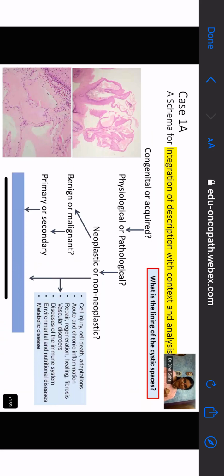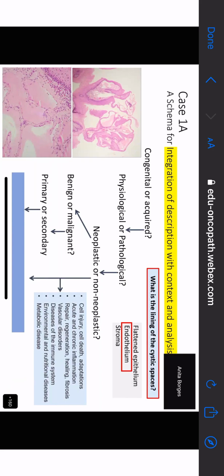Okay. So now tell me, what is the lining of the cystic spaces? We have already discussed this. What is the lining of the cystic spaces in 1A? Come on, Monica, what is it? Endothelium. So is it flattened epithelium, endothelium, or stroma? And the answer is endothelium. Okay, that is extremely important.